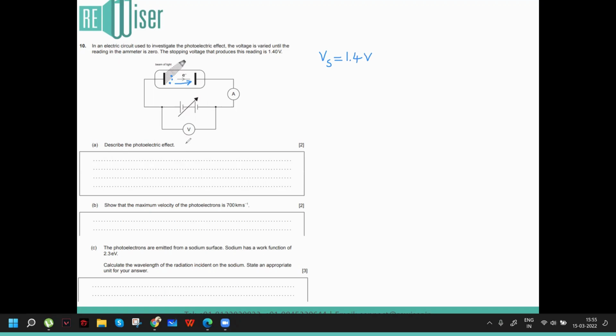Question A dictates describe photoelectric effect. We describe photoelectric effect as that phenomenon which results in the emission of electrons from the surface of a metal when light or photons, specifically of a particular minimum frequency known as the threshold frequency, are incident on the metal surface.